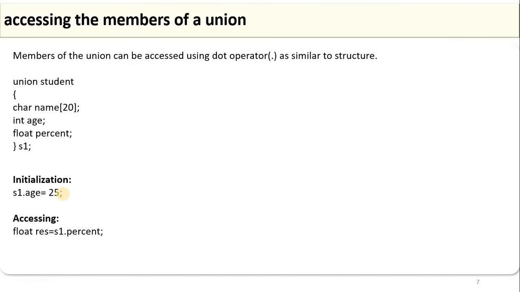Accessing the members of a union, you can access the members of a union using a dot operator, just similar to a structure. Assume you have a union student, with members name, age, and percentage, and the union variable is S1. To initialize the age, I'll use S1.age equal to 25. To access the percentage, I'll say S1.percentage. It will give me a floating value, and I'll put it in the res variable.